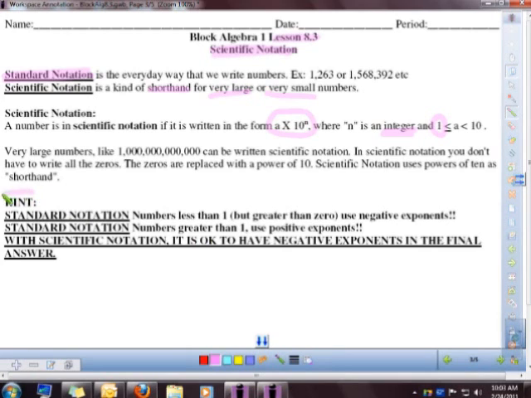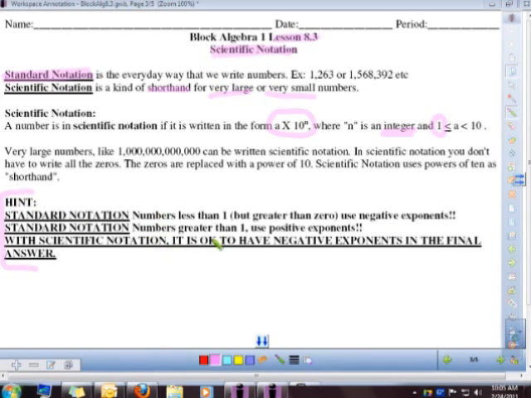Here's some information that we'll go over in just a little bit. With scientific notation, it's okay to have negative exponents in the final answer. What we've done so far, we haven't left any negative exponents, but with scientific notation, it's okay. In scientific notation, numbers less than 1 use negative exponents. So that's how we represent those small decimal numbers. They have negative exponents.